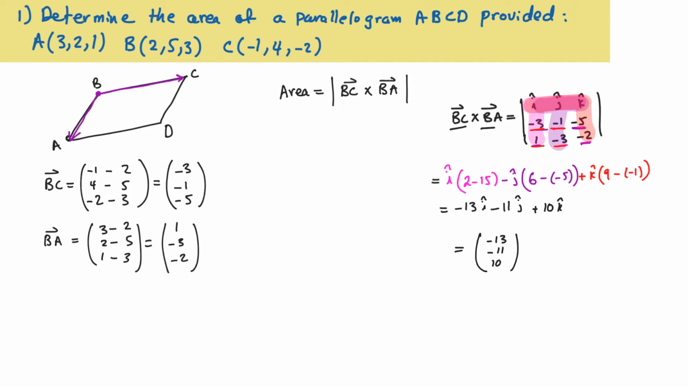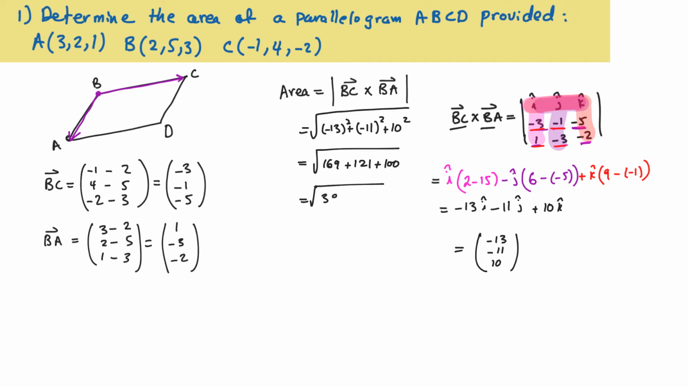Once we have all the components, we can go back to the area equation, and the area is going to equal the magnitude of the cross product. So that's going to be the x component squared plus the y component squared plus the z component squared. This is going to equal the root of 13 squared is 169, 11 squared is 121, and 10 squared is 100. And when we add them all up, we should get the root of 390. So the area is equal to root 390 units squared, and that would be the exact solution.